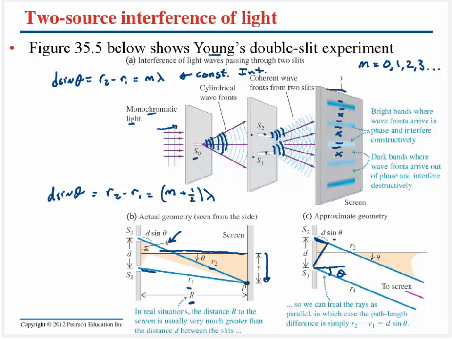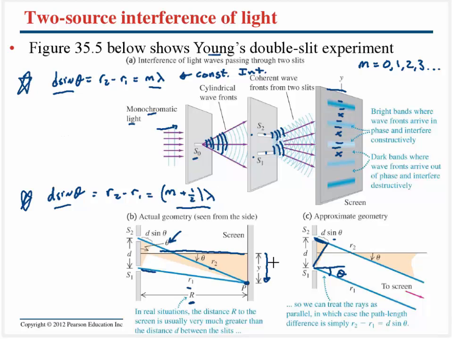d sine theta for destructive interference must be m, which is 0, 1, 2, 3, 4, and so forth, plus a half multiplied by the wavelength. For constructive interference, d sine theta is going to be equal to integers m, 0, 1, 2, 3, multiplied by the wavelength.